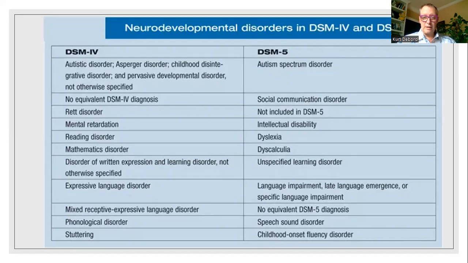If you look further, they've changed the name from mental retardation, which used to be the name for very low IQ and things we'll talk about. We'll talk a lot about intellectual disability here in just a minute, which I think is a much more humane name. Reading disorders are now dyslexia, math disorders dyscalculia, sounds like Dracula or something. Those are the big ones I really want to highlight for you to take a look at.